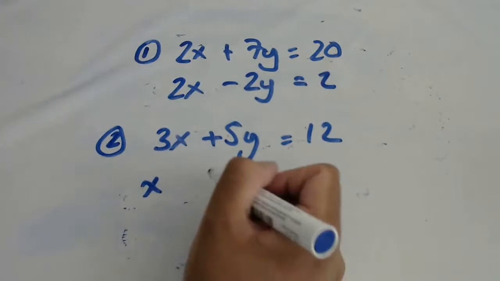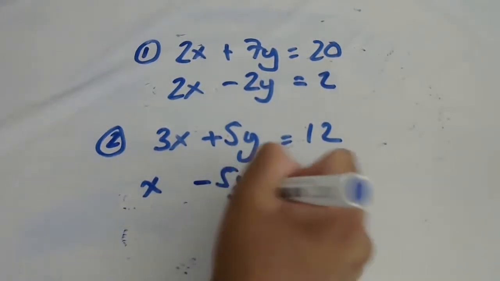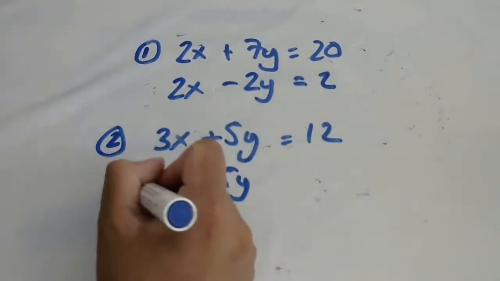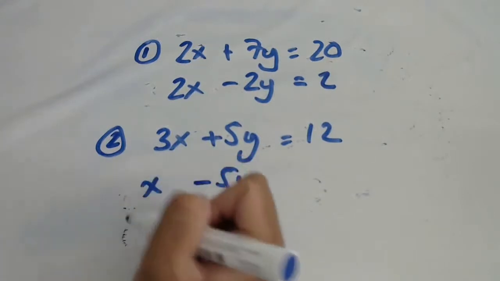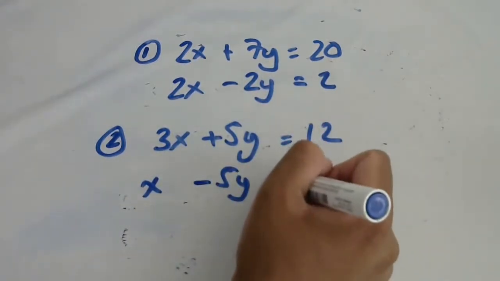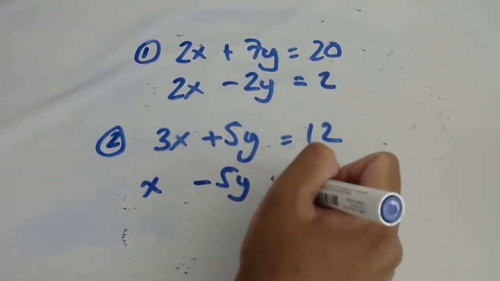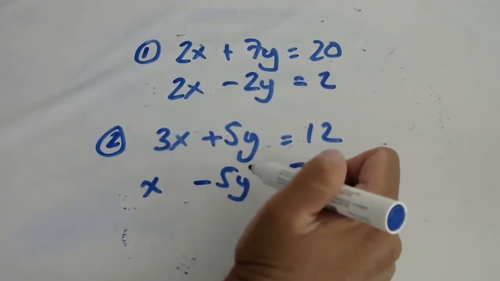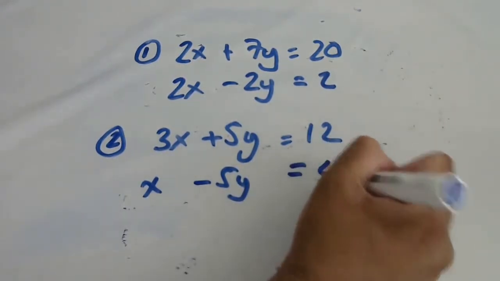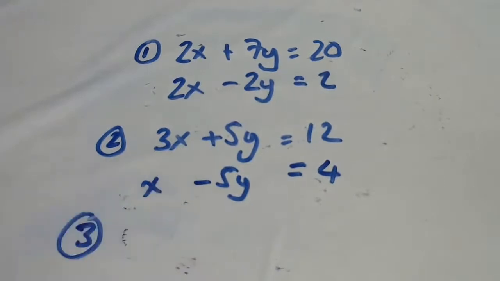X minus 5y. Let's see what happens if we add those together. So probably best to put that as a 4. That's your last one.